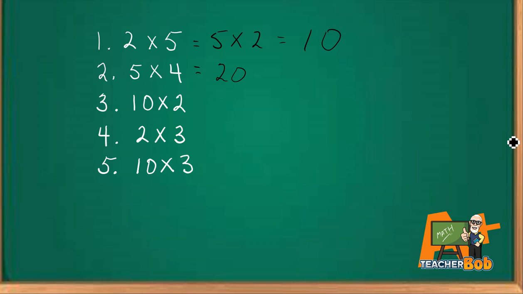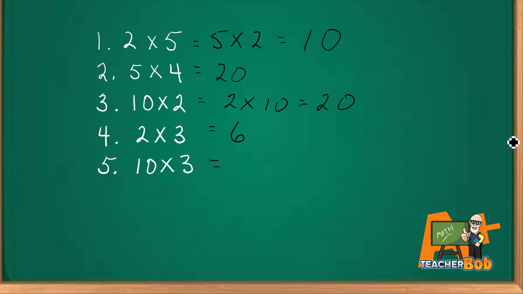Okay, number 3, 10 times 2. It's also equal to 2 times 10. That gives us 20 by skip counting either the 10 or the 2. 2 times 3, well, 2, 4, 6 is our answer. 10 times 3, we can skip count with either of those numbers by the number of times that the other number says. But when we're multiplying with a 10, there is another way to multiply.